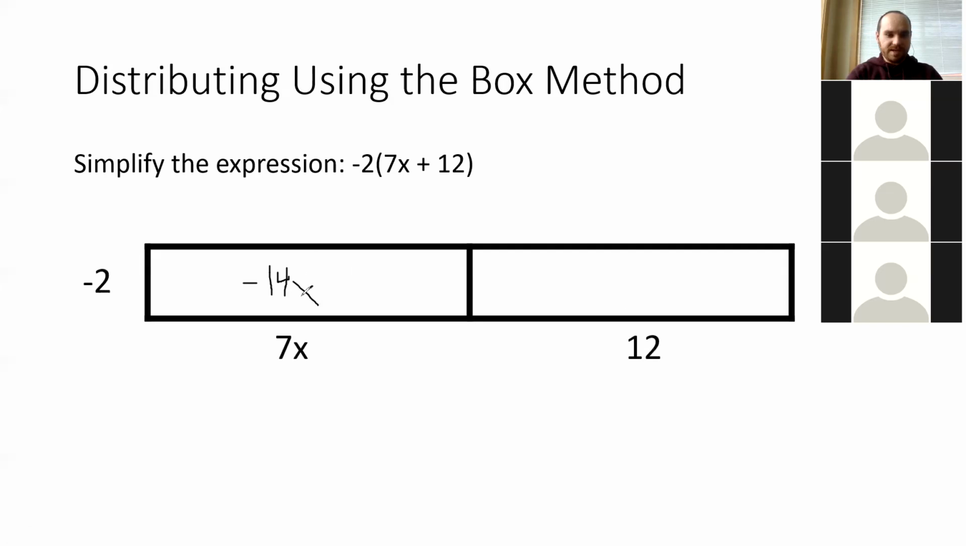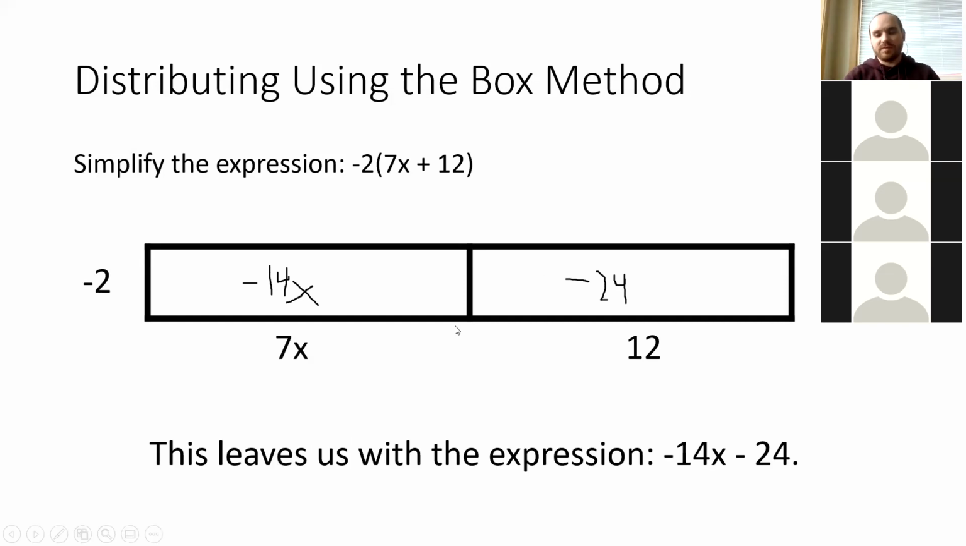-14x. Oh, this is so bad. And what's -2 times 12? -24. It looks like a 1. Yeah, it's not good. And this leaves us with our expression, which is just -14x minus 24.